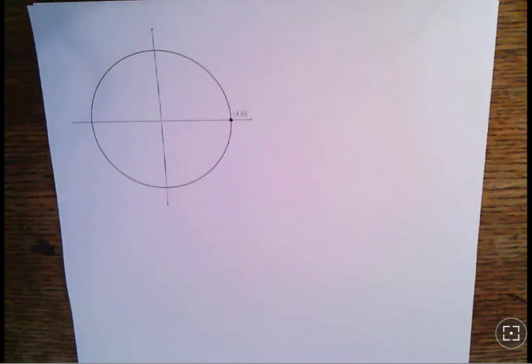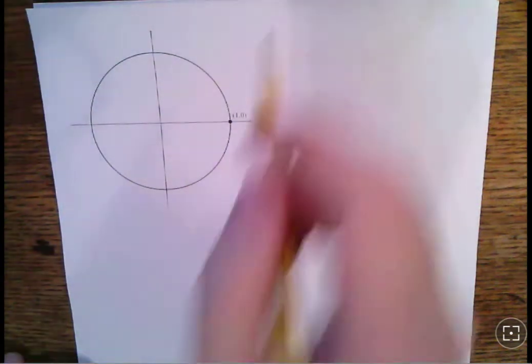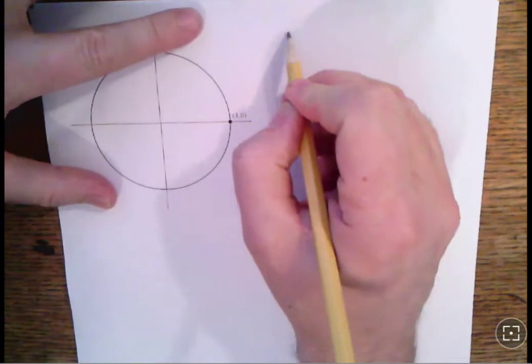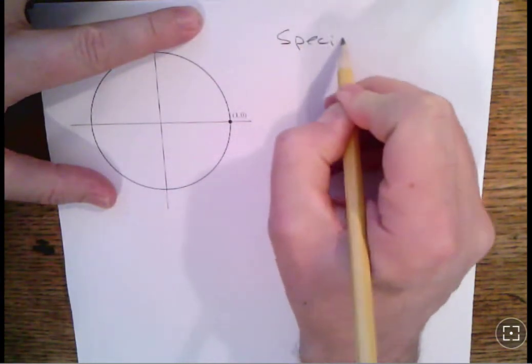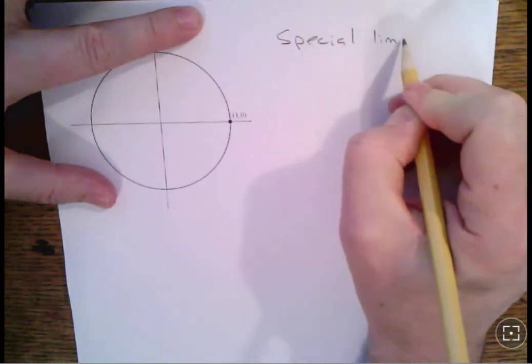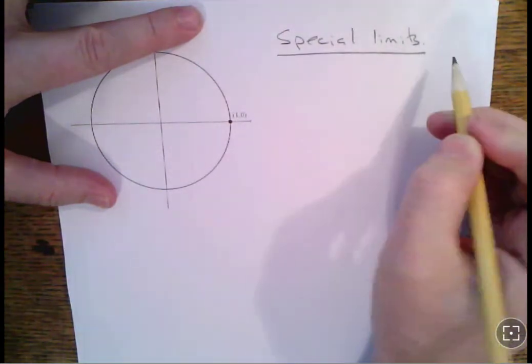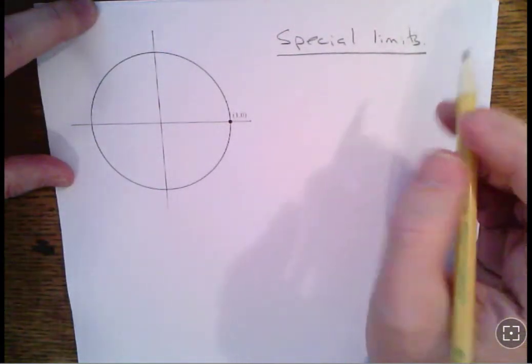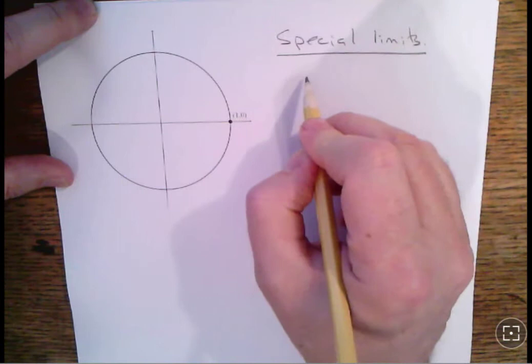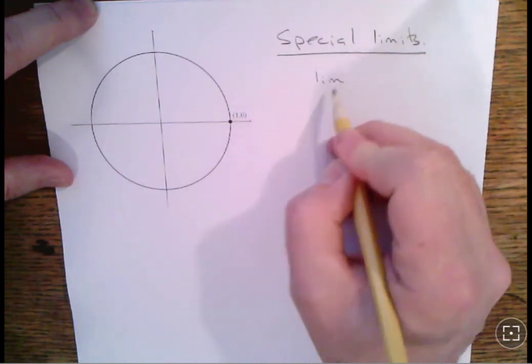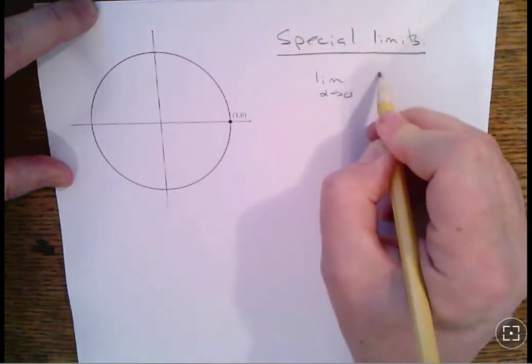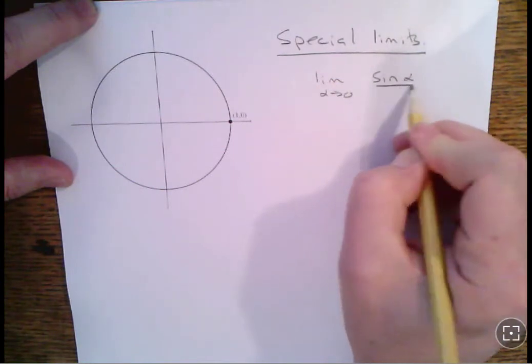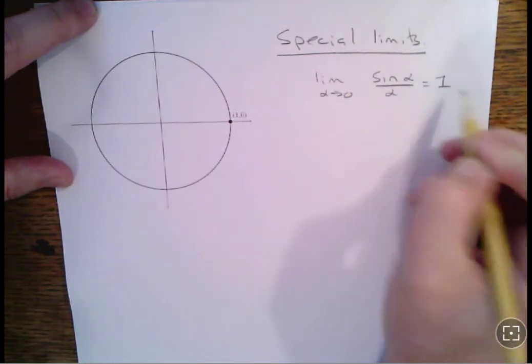Hi everybody, in this video we are going to start our discussion of what our textbook calls special limits. These are a couple of limits that are going to be really important to us moving forward over the next couple of chapters. The first one is that the limit as alpha approaches 0 of the sine of alpha divided by alpha is equal to 1.